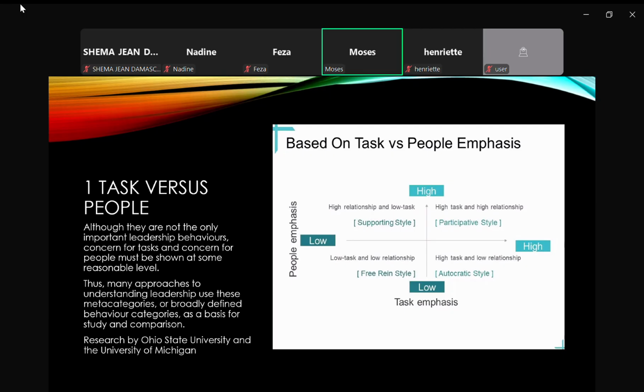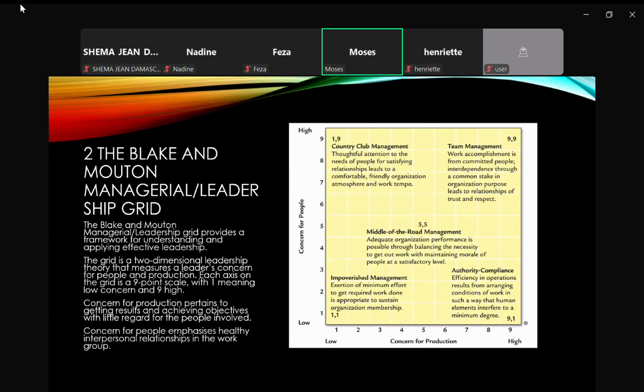Leaders who are task-oriented are those leaders that focus mainly on production, work, output. And the people-oriented leaders are those leaders that are concerned with the well-being of their staff, the employees. This is a result of work by Ohio State University and the University of Michigan in the United States of America. Second model, the Blake and Mouton managerial grid, which is also known as the leadership grid. This is probably the most examined leadership theory or approach.